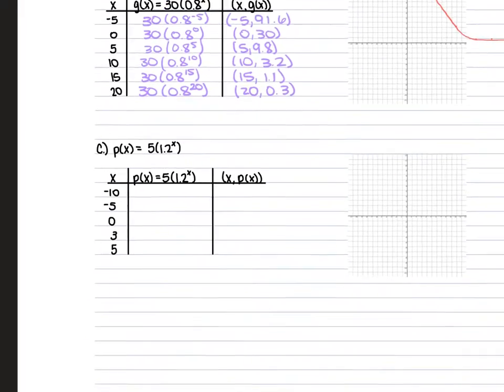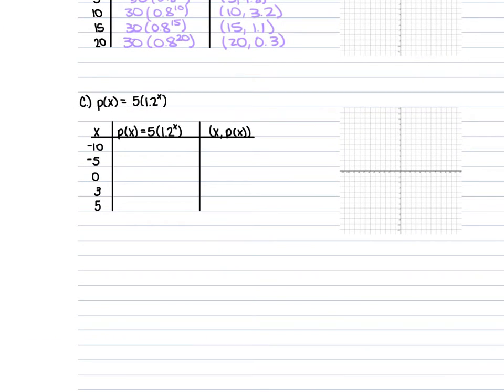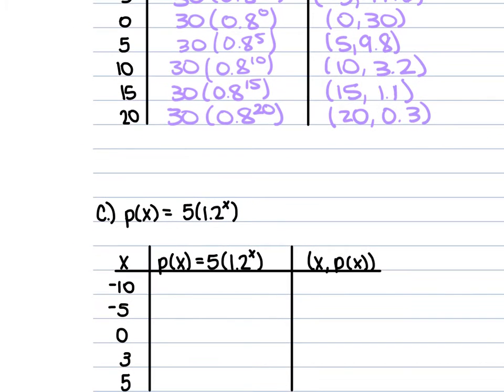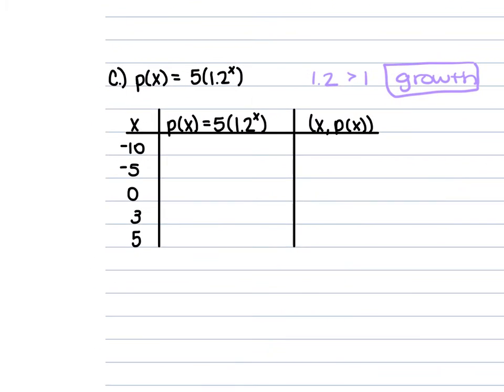With example C, we have 5 times 1.2 to the power of x. So that 1.2 tells us if we have a growth or decay. 1.2 is greater than 1, so we have a growth here. We have the function p of x is equal to 5 times 1.2 to the power of x. So we're going to do 5 times 1.2 to the power of negative 10. That's going to give us 0.8. So that's negative 10, 0.8.